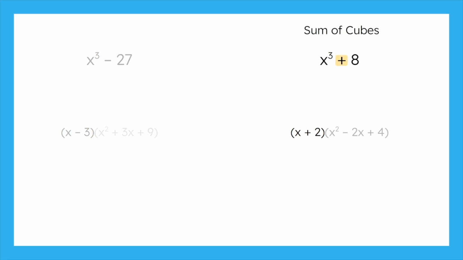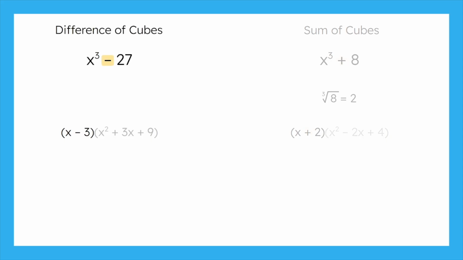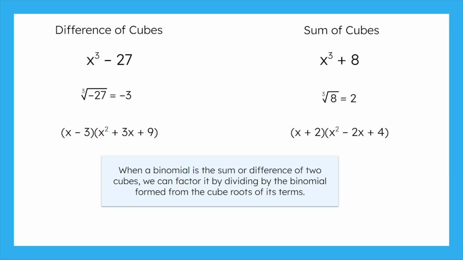Notice that when the original binomial is a sum, the factor is also a sum, because when you take the cube root of a positive number, it's always positive. On the other hand, when the original binomial is the difference of cubes, the binomial factor is also a difference, because the cube root of a negative number will be negative. So, to summarize, when a binomial is the sum or difference of two cubes, we can factor it by dividing by the binomial formed from the cube roots of its terms.